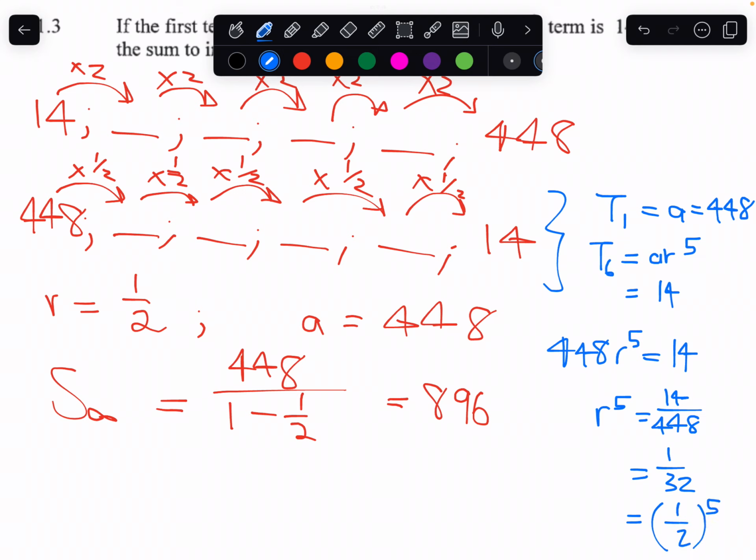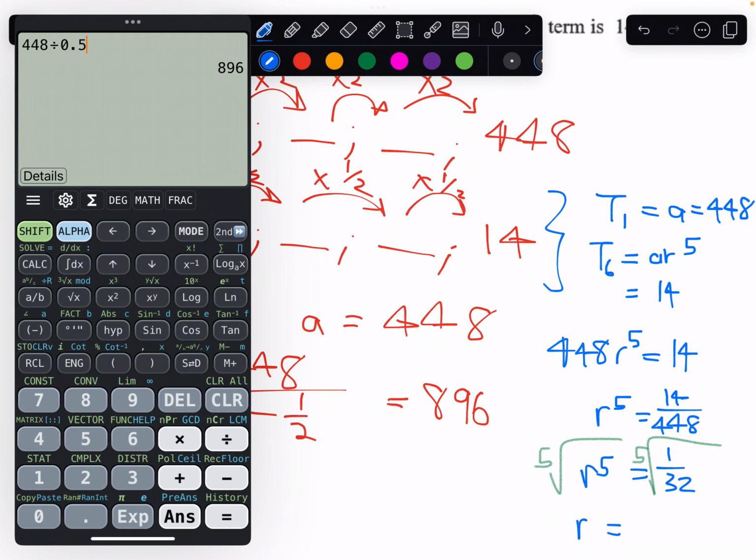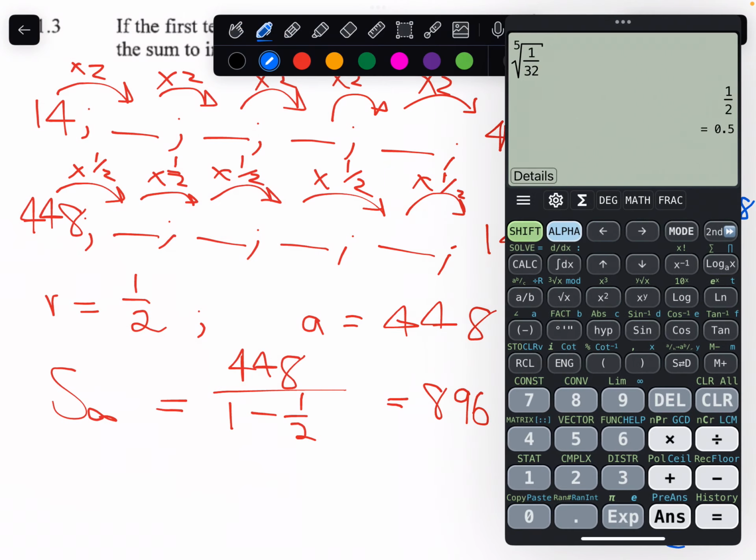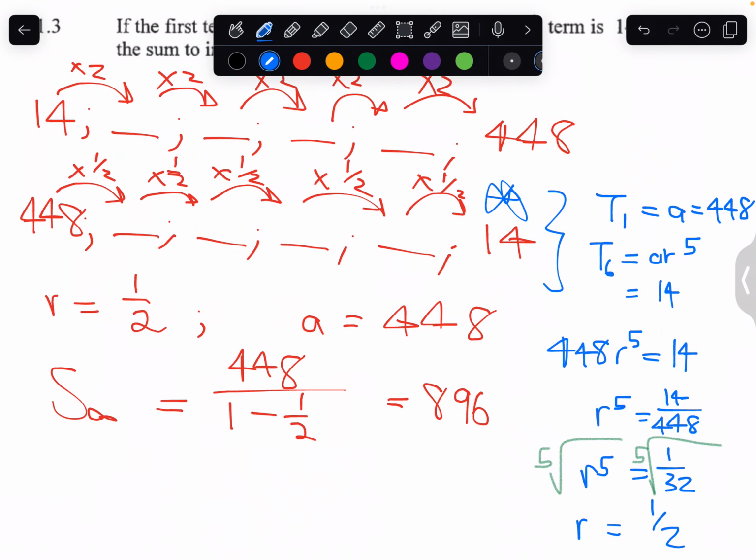Or you could say, in order to figure out what R is, I'm just going to take the fifth root on this side and the fifth root on this side. And so we can work that out on a calculator. Where's the nth root? Here. So that would be the fifth root of 1 over 32, which is a half. So that would be another way that you would work out what R is if you didn't reason about it in this specific way.